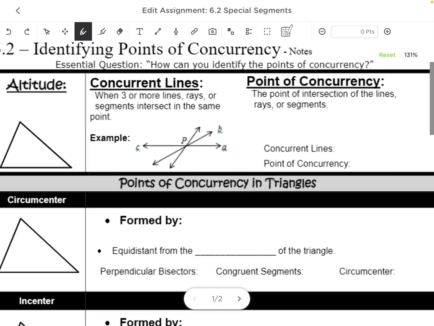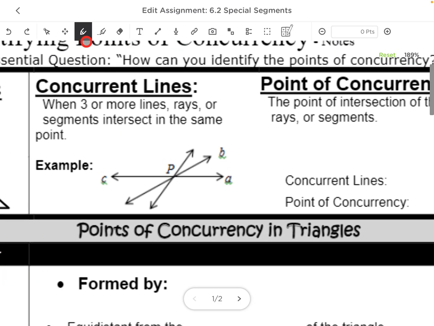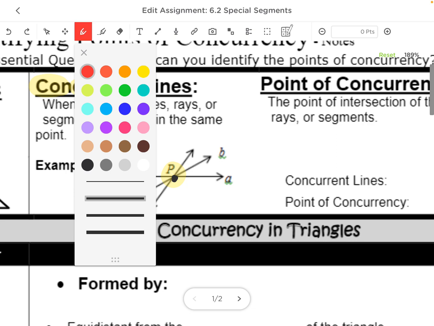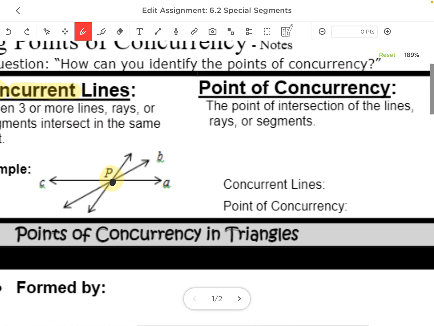Concurrent lines. What does concurrent mean? Current, like you might think, is the same, right? Current events. Con, meaning like the Spanish, is with, right? So concurrent lines is when three or more lines, segments, or rays intersect at the same point. They all intersect right there. So that's our concurrent lines. These three are concurrent lines. The point where they cross is called that point of concurrency.